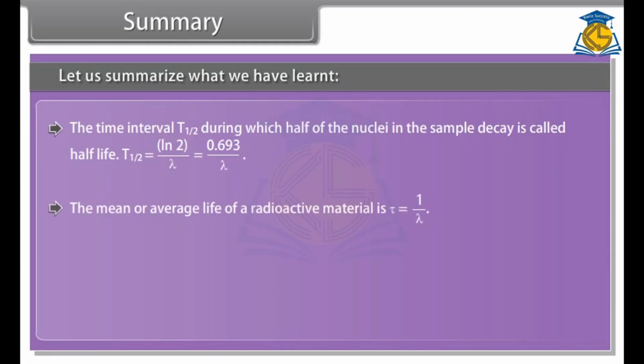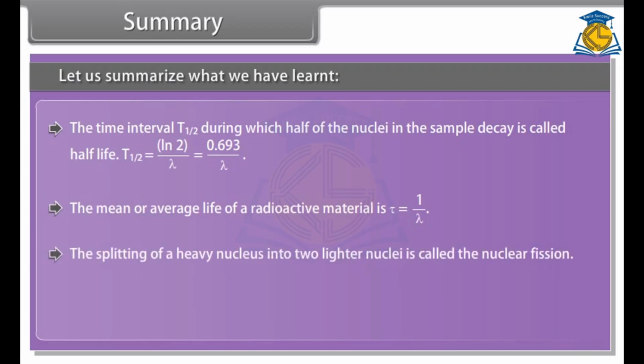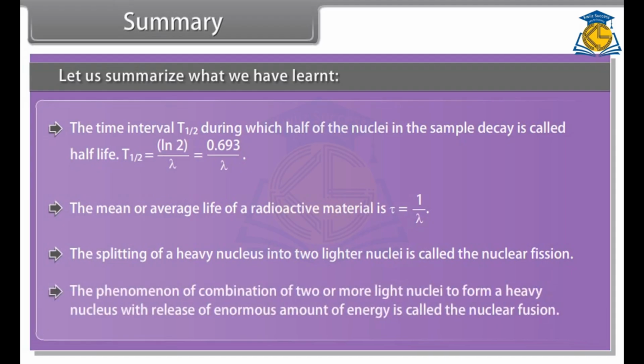The mean or average life of a radioactive material is, the splitting of a heavy nucleus into two lighter nuclei is called the nuclear fission. The phenomenon of combination of two or more light nuclei to form a heavy nucleus with release of enormous amount of energy is called the nuclear fusion.